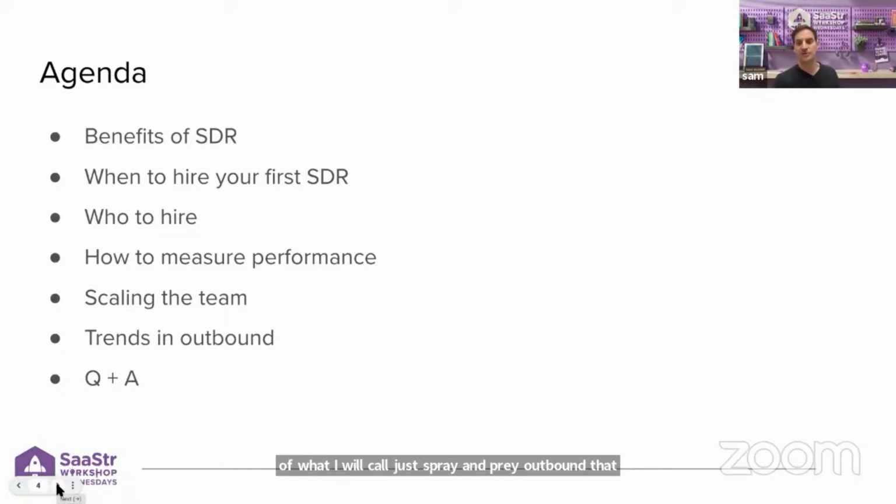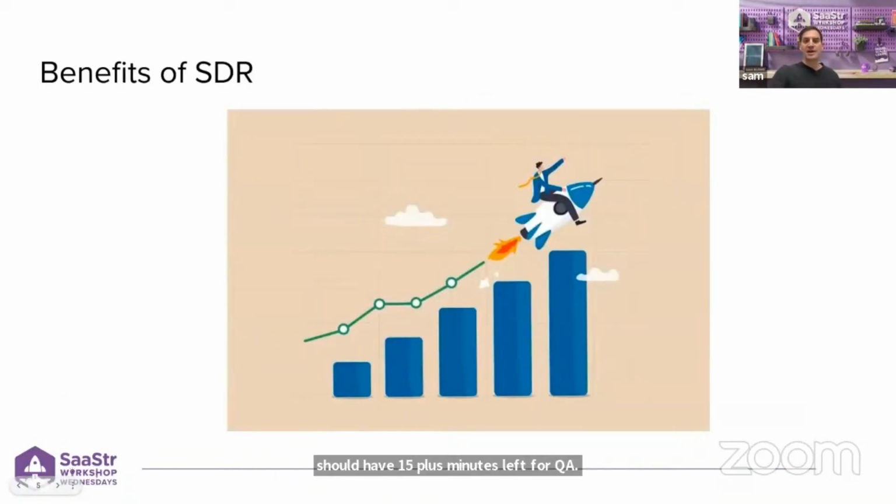And so we'll talk a little bit about the trends that I'm seeing and maybe the direction that I see this space evolving to. Okay, benefits of SDR. As I mentioned, I don't want to spend a lot of time here just because of the experience level of the audience. The obvious benefit is that SDRs increase demand, which leads to more revenue, and the business grows faster when you have a successful SDR organization in place.